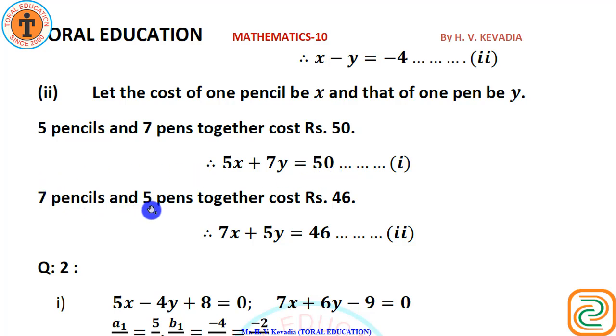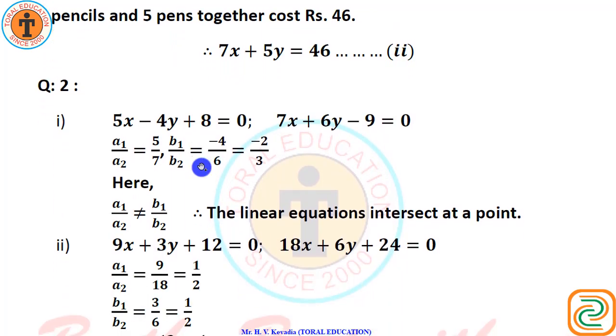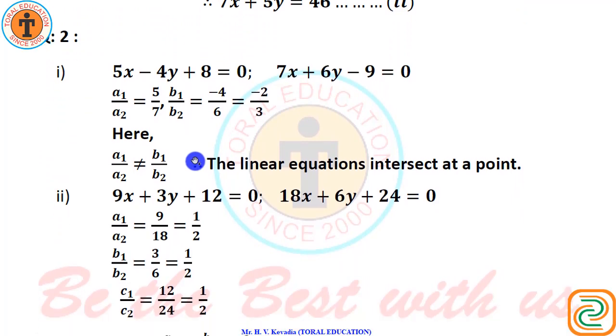And 7 pencils and 5 pens together cost rupees 46. We have to take 7 into x, that is 7 pencils, and 5 into y, that is pens, that is 7x plus 5y equals 46. The total cost is 46. So here are two equations and you should draw the graph in your graph paper. Now question number 2 and question number 3, these are the same questions, but look at here.